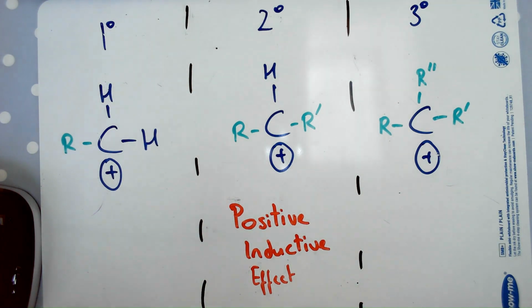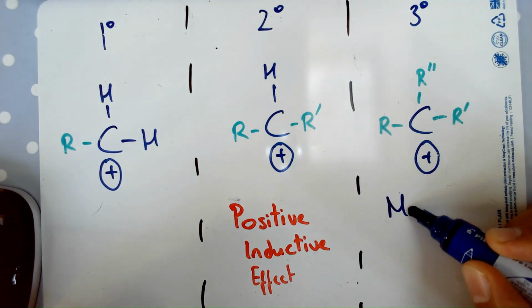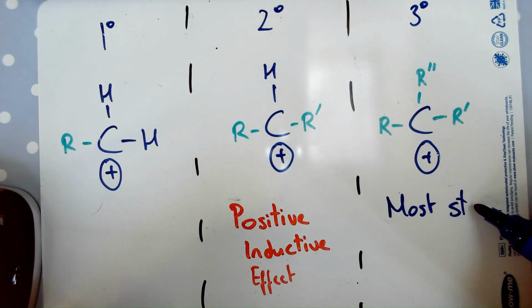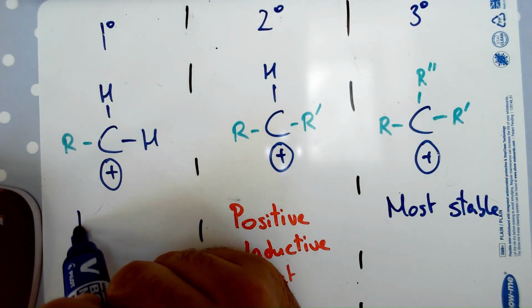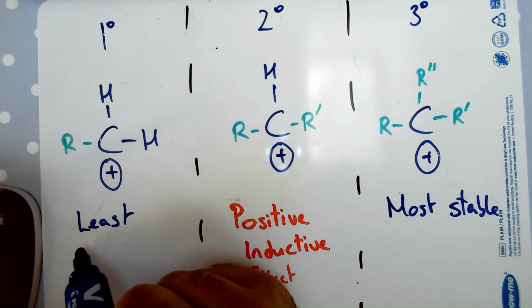Now what you need to know about stability, and a tertiary carbocation is the most stable, and a primary carbocation is the least stable.